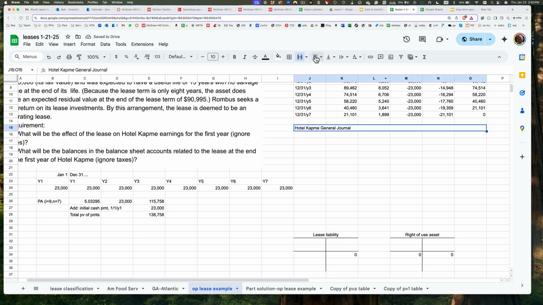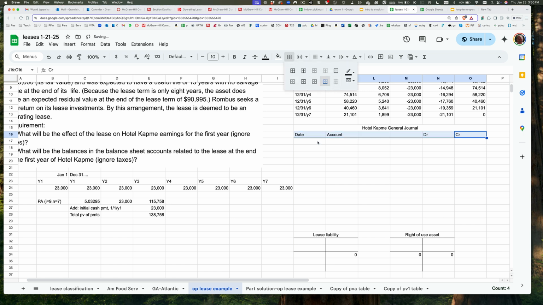We'll put that, center it, make it pretty, with the date over here, account, debits, and credits. Put a line there, and we're going to have 1/1 year one, where we're going to have cash going out, I'll do that part first.